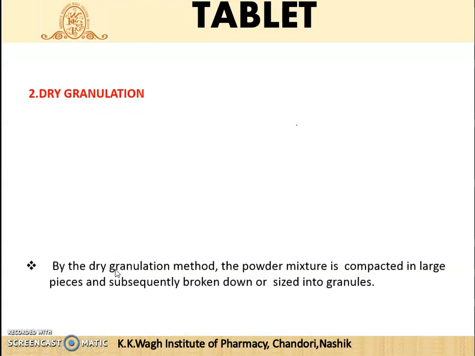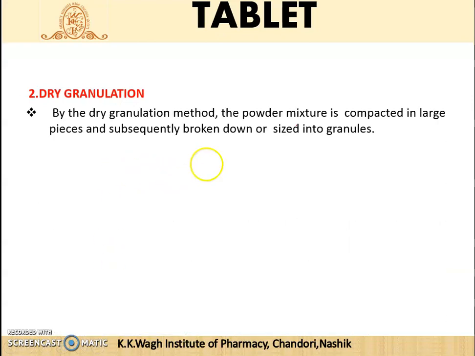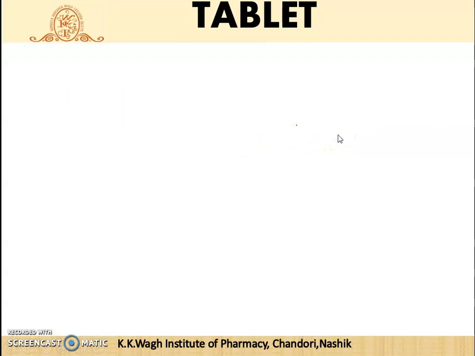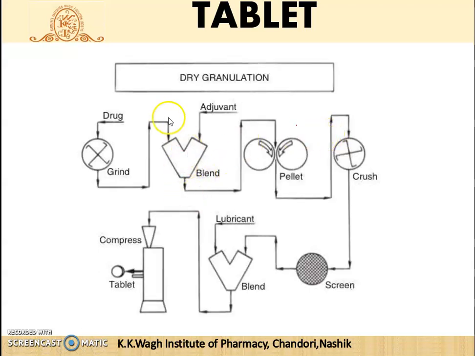In the dry granulation method, the powder mixture is compacted into large pieces, subsequently broken down or sized into the granules or sieved into the granules. Okay. Then this one is the dry granulation chart.